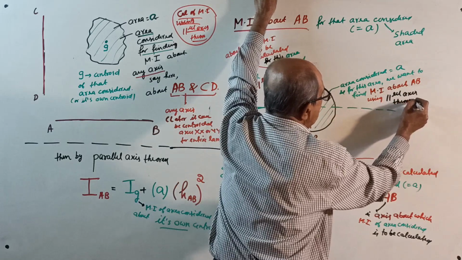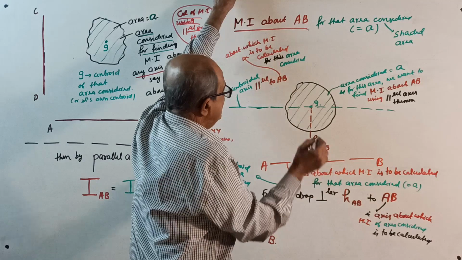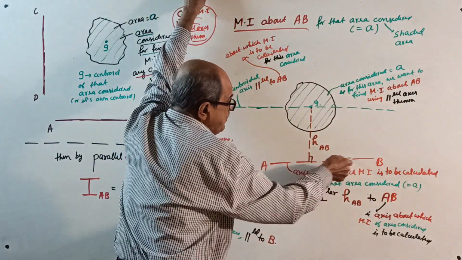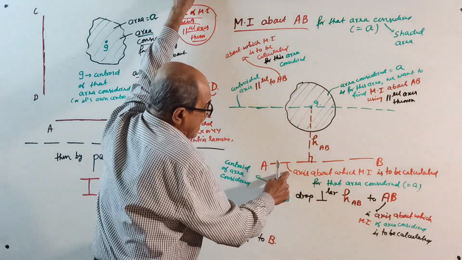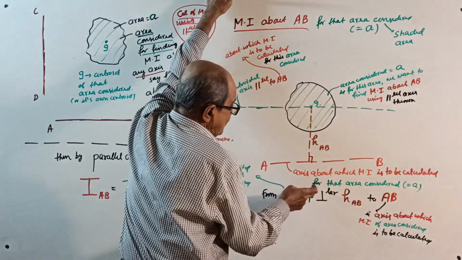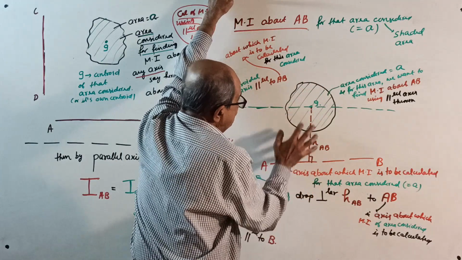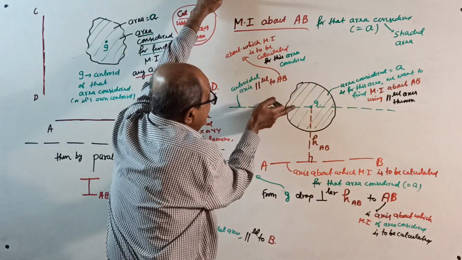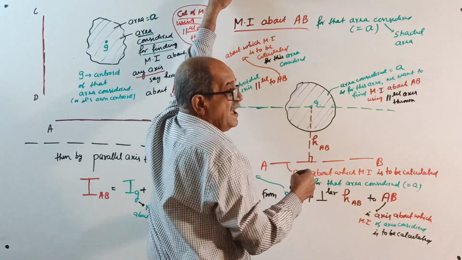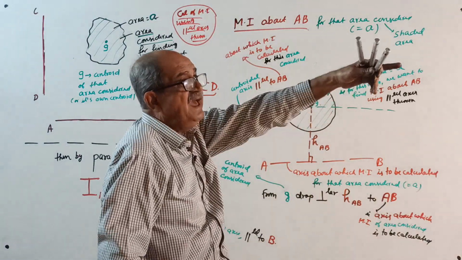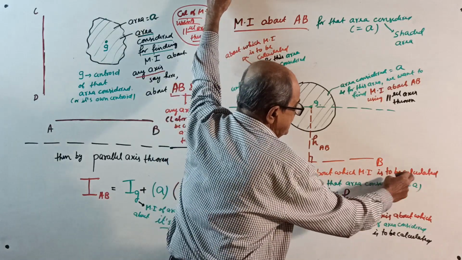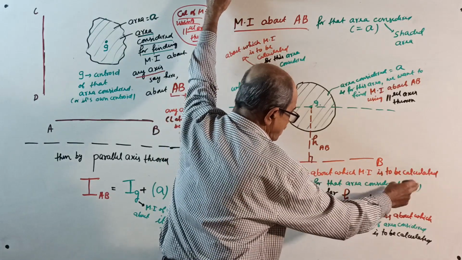Written so many times. Okay, this area. Now, this is the centroid. AB, once again I wrote, is the axis about which moment of inertia is to be calculated for that area considered. Here I am only for this area. When I go there, I will tell that one. Axis about which moment of inertia is to be calculated for that area considered equals A.